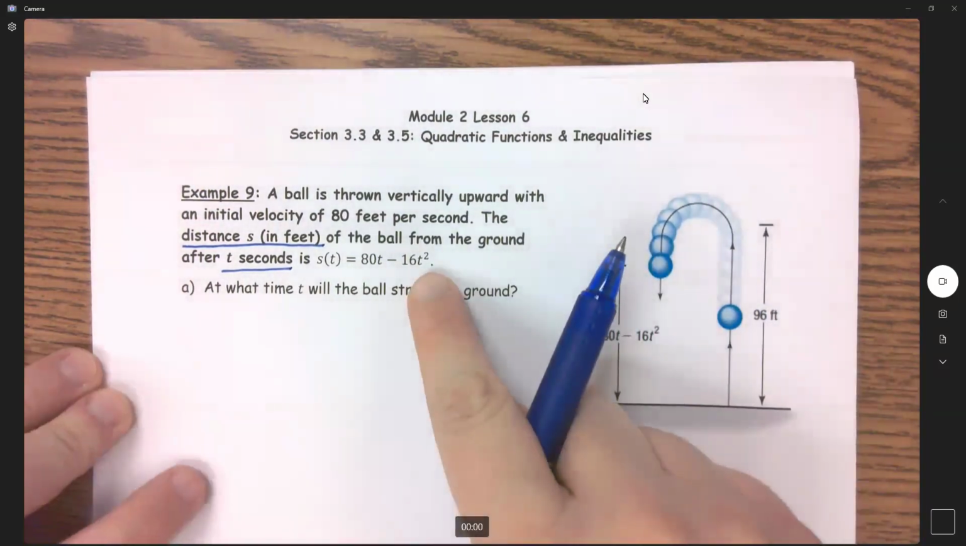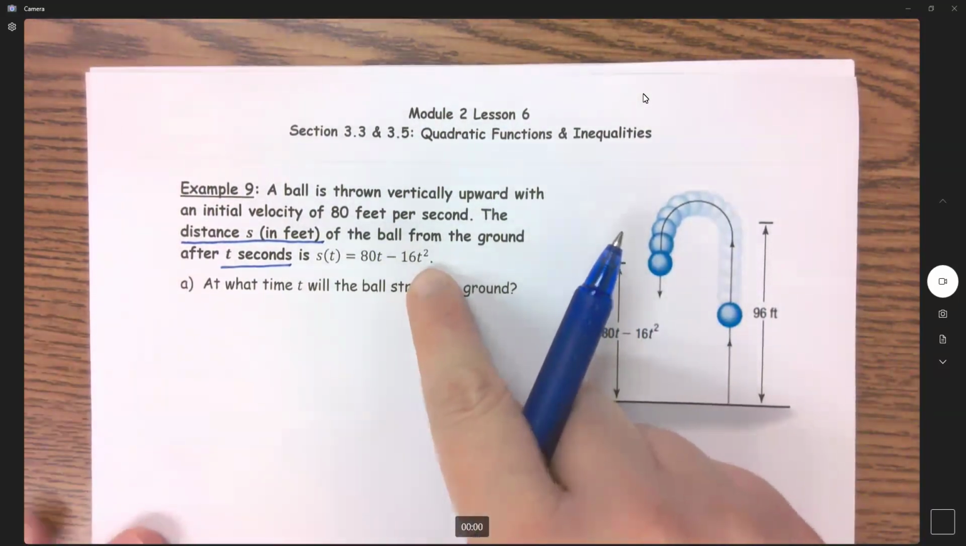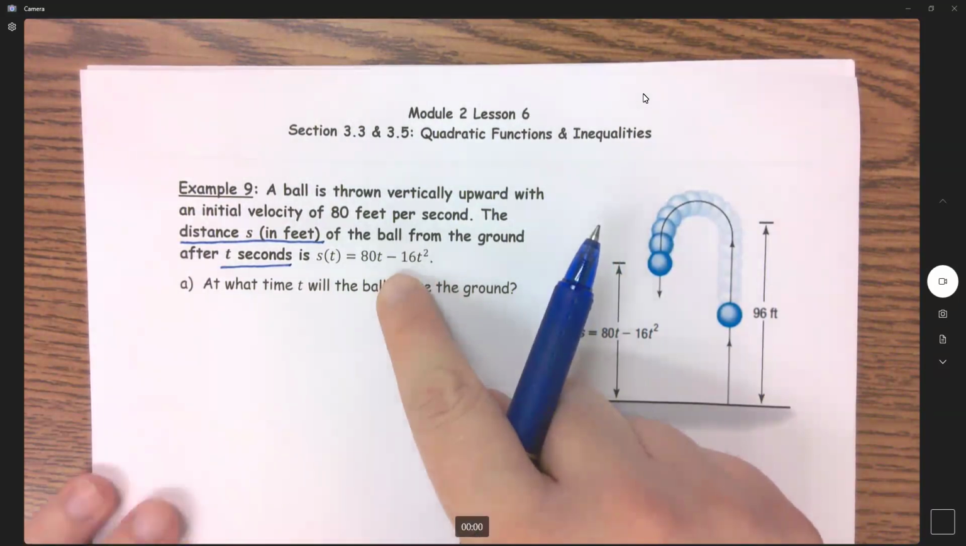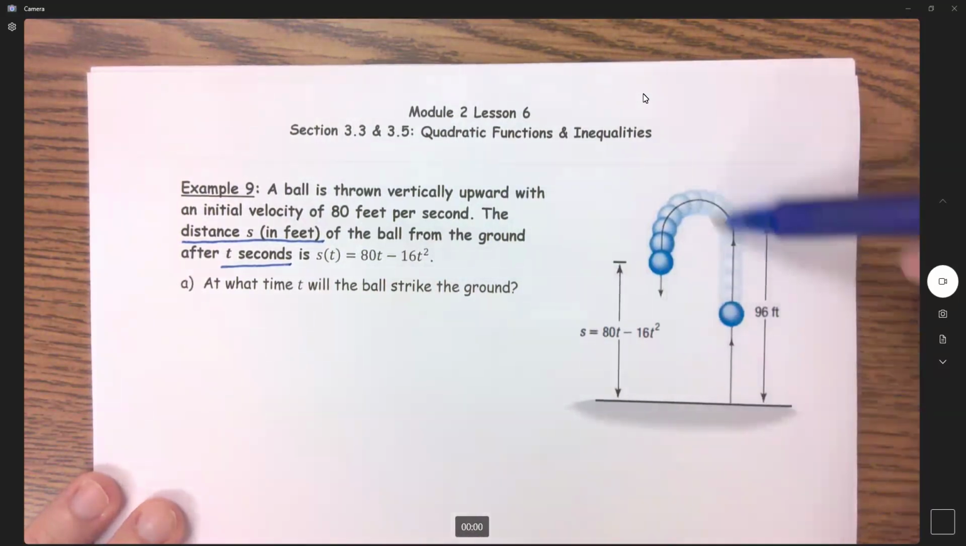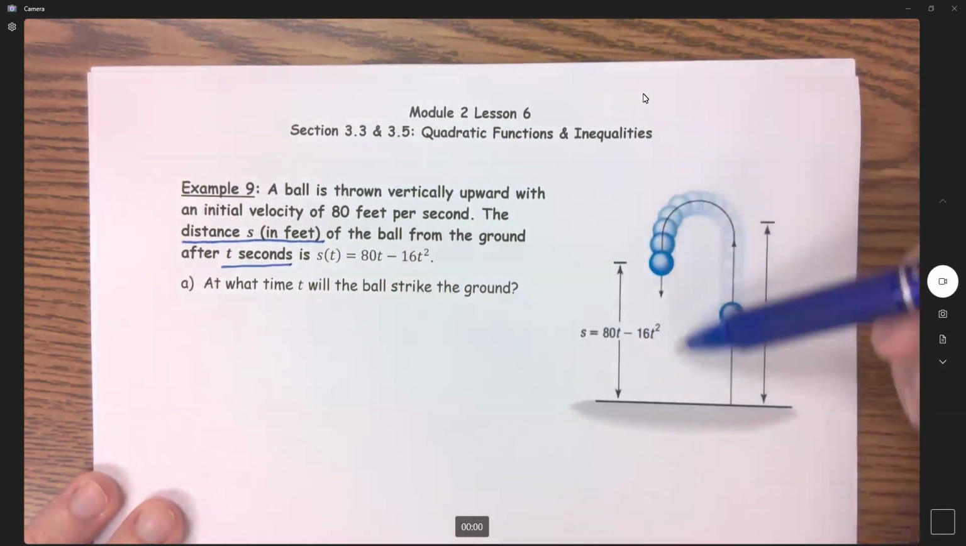So you can see because you have a t squared, it's a parabola. And because of that negative, it's going to be concave down. So you can see that ball is a parabola-ish, and it is concave down.